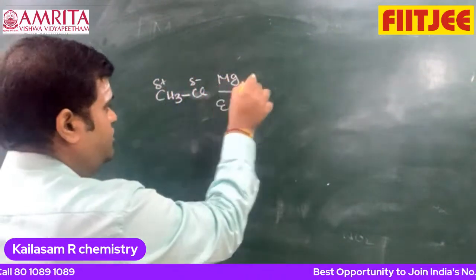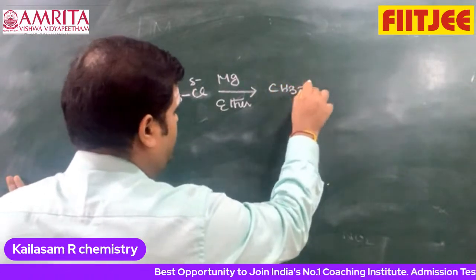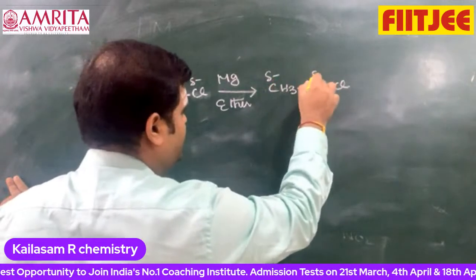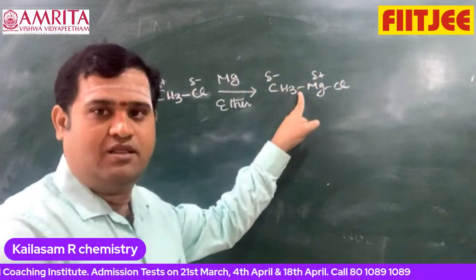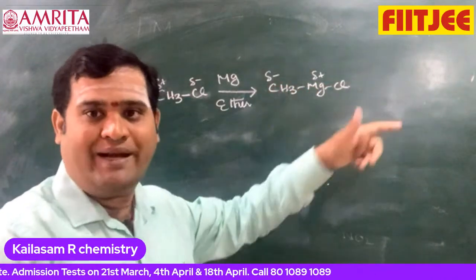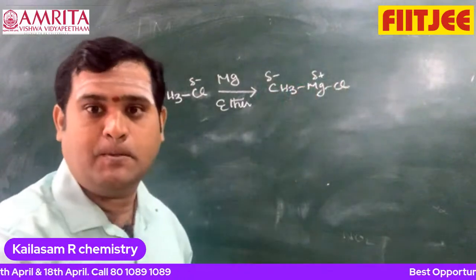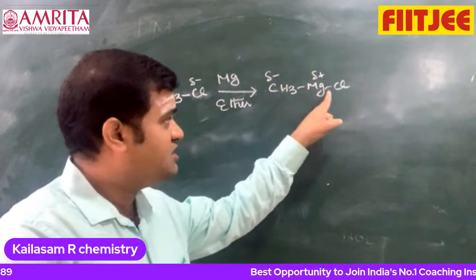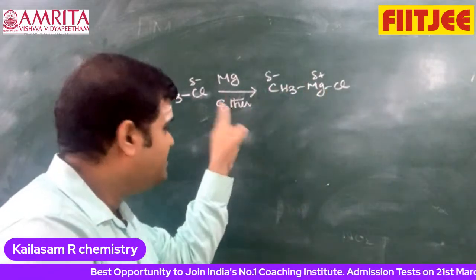When I'm introducing magnesium between CH3 and Cl, we get CH3MgCl. I can say this carbon is delta minus, this magnesium is delta plus. This C-Mg bond is easily breakable, while the Mg-Cl bond is tough to break. It is called an organometallic compound. And we have to use ether as a solvent.